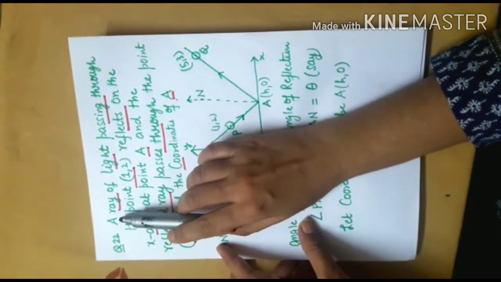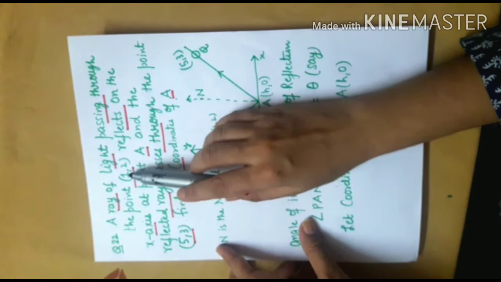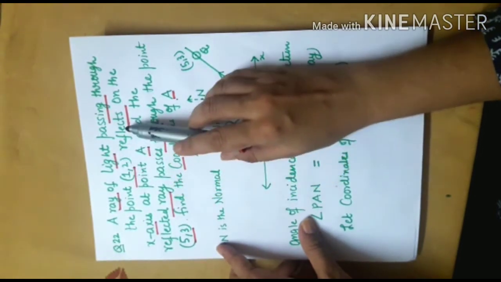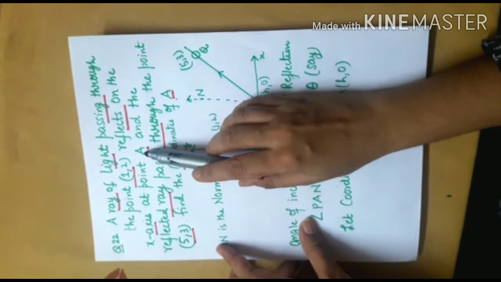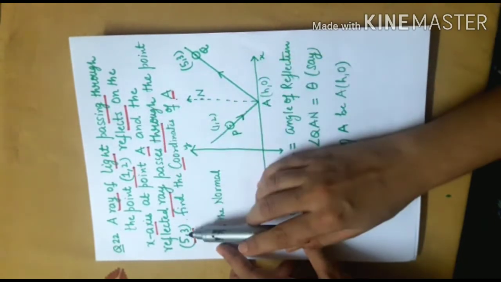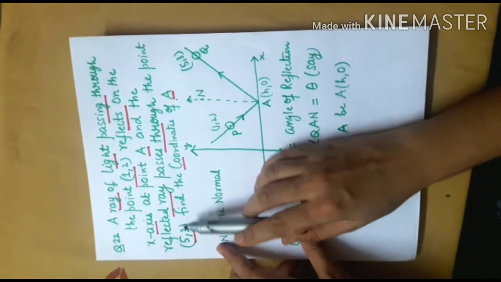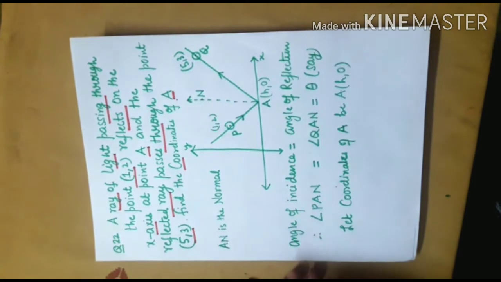Next question is, a ray of light passing through the point (1, 2) reflects on the x-axis at the point A, and the reflected ray passes through the point (5, 3). Find the coordinates of the point A.